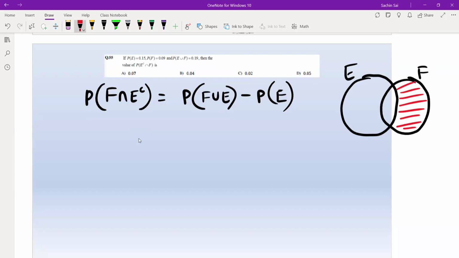So here it is P of F union E minus P of E, right? So what will that be? P of F union E is given as 0.19 minus P of E is 0.15. So the answer should be 0.04.